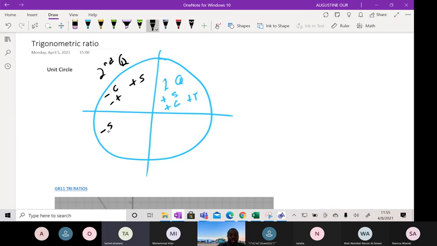Negative sin, negative cos, positive tan. This one is in the third quadrant. The sin is negative, the cos is positive, and the tan is negative. Okay, sin is negative, tan is negative, cos is positive. So this one is in the fourth quadrant, okay?